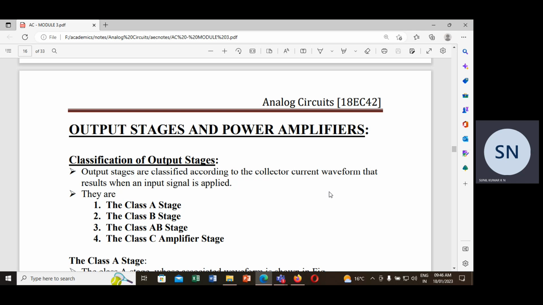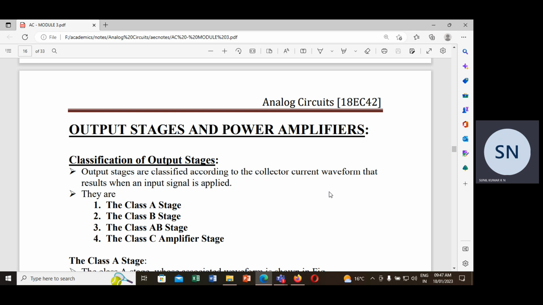Apart from that, all are advantages. Bandwidth will be increasing, the gain is desensitized, noise is reduced, non-linear distortion will be reduced, and you are able to control the input and output impedance. So these are the important properties of negative feedback. So at the expense of gain, you get all the advantages, but the gain value will be reduced.